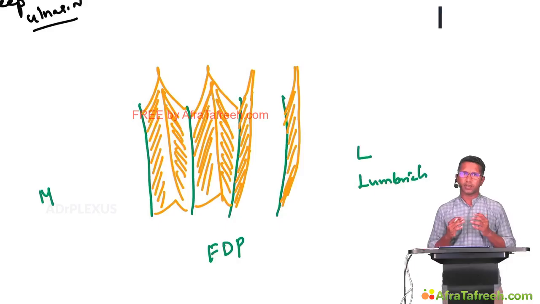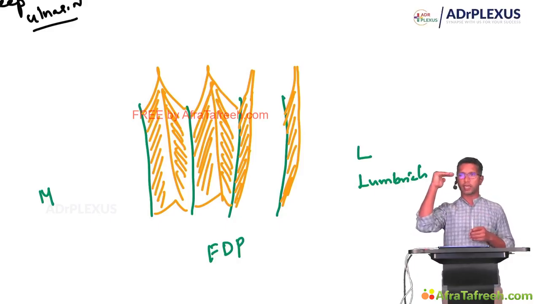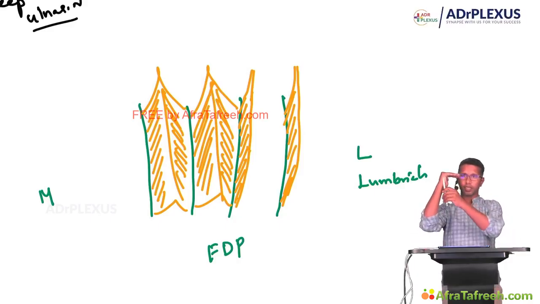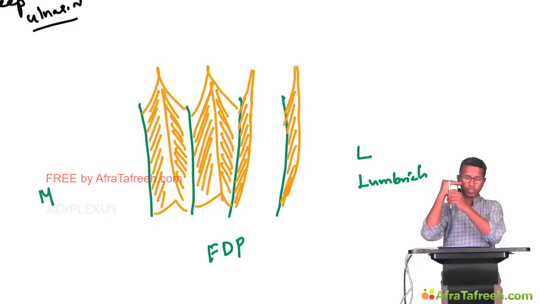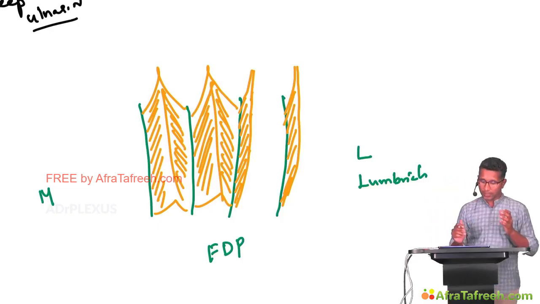And what is the action of the lumbricals? As I already told you, you keep your hand like this, you draw a letter L. That is the action of the lumbricals. So it causes flexion at the metacarpophalangeal joint and extension at the interphalangeal joint. That is the action of the lumbricals.